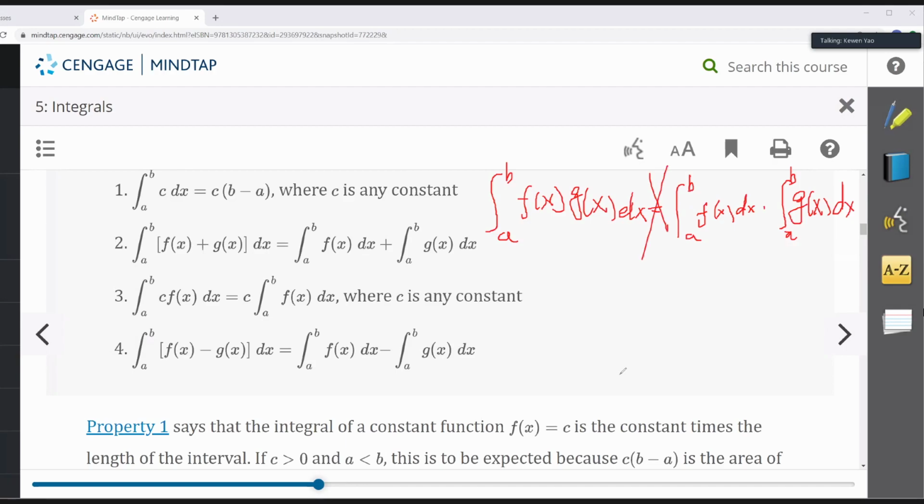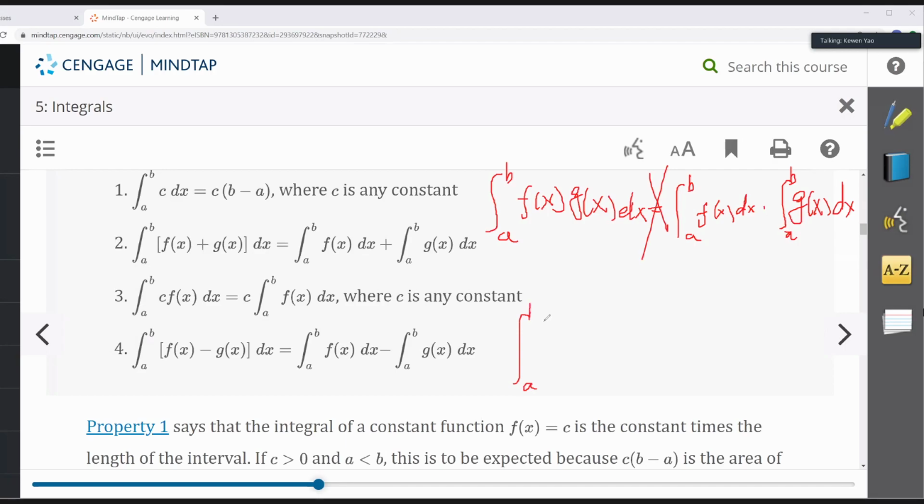Okay, that's wrong. So please note it down. It's very important. Do not make this mistake because that's wrong. For f(x) times g(x) dx, you cannot distribute. So similarly, this is also wrong.